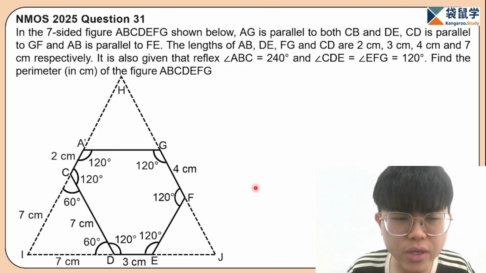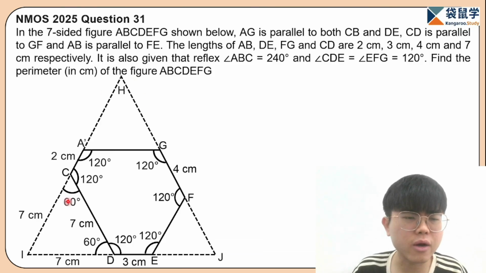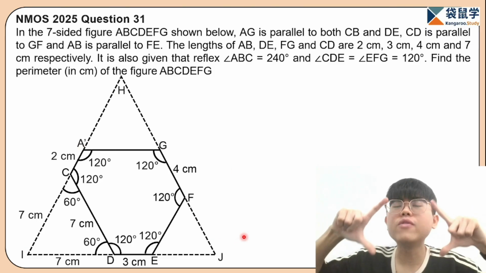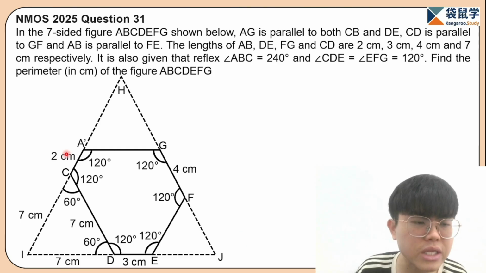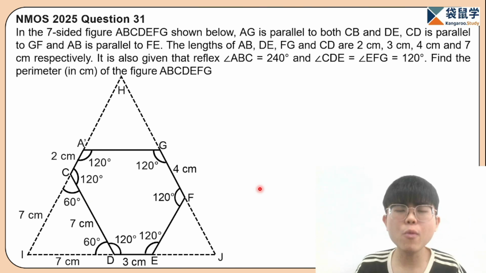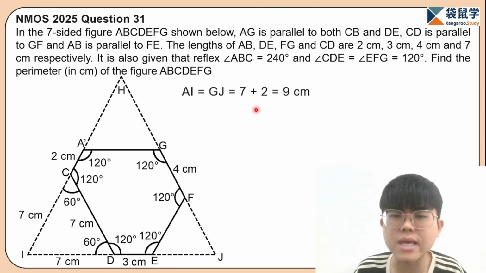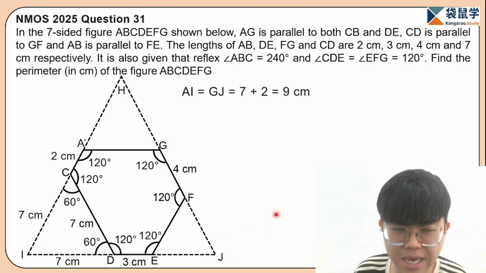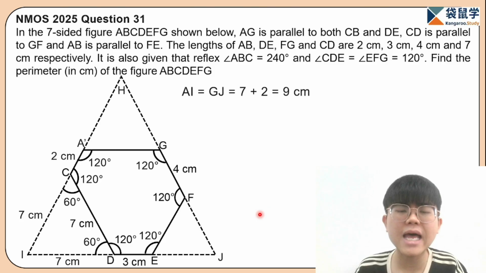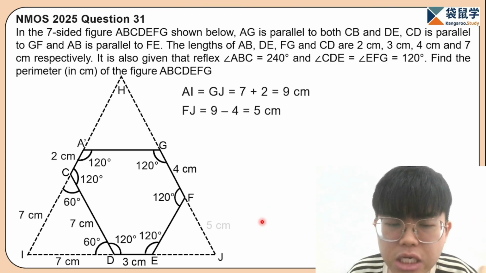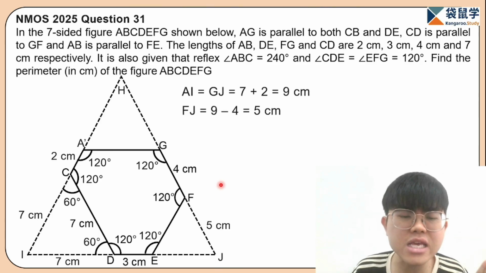Now everyone, the next thing, we say the big triangle HIJ is an equilateral triangle. And now we see that A'I and GJ, both of them are the same length. Based on this part, we know that this is 2 cm plus 7 cm. From here we will know that GJ will also be 7 plus 2, which is 9 cm. Since we know that GJ is 9 cm, we will be able to get that FJ will just be 9 minus 4, 5 cm.